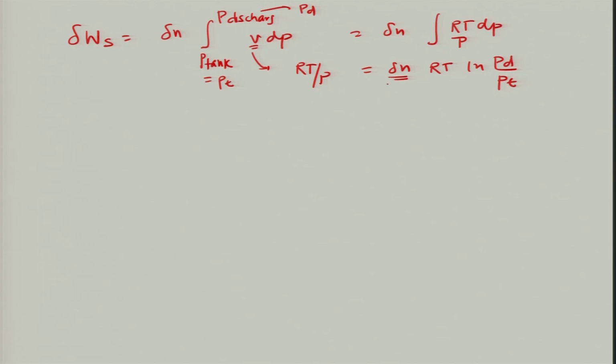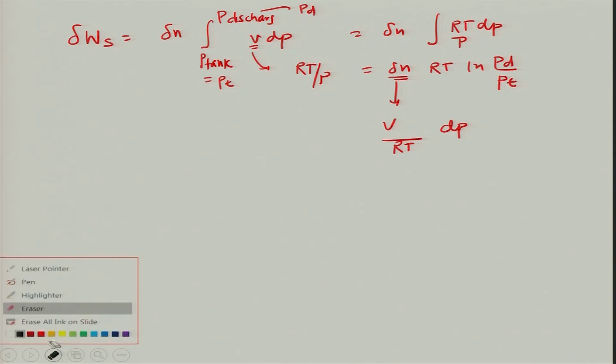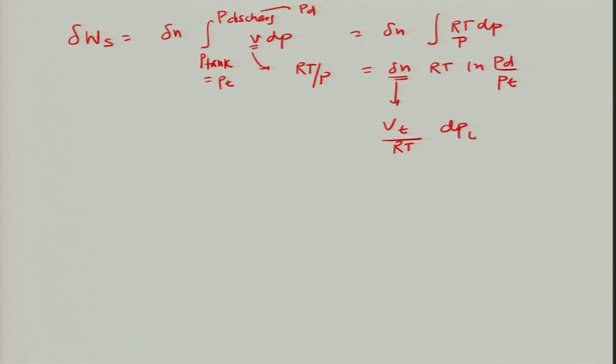Now if you integrate this, or rather this can also be written in differential form. So, this is V_tank divided by RT dP_tank. We can simplify this, because the pressure of the tank keeps changing. The differential amount using the ideal gas equation of state is going to be this. So, we plug it back here.